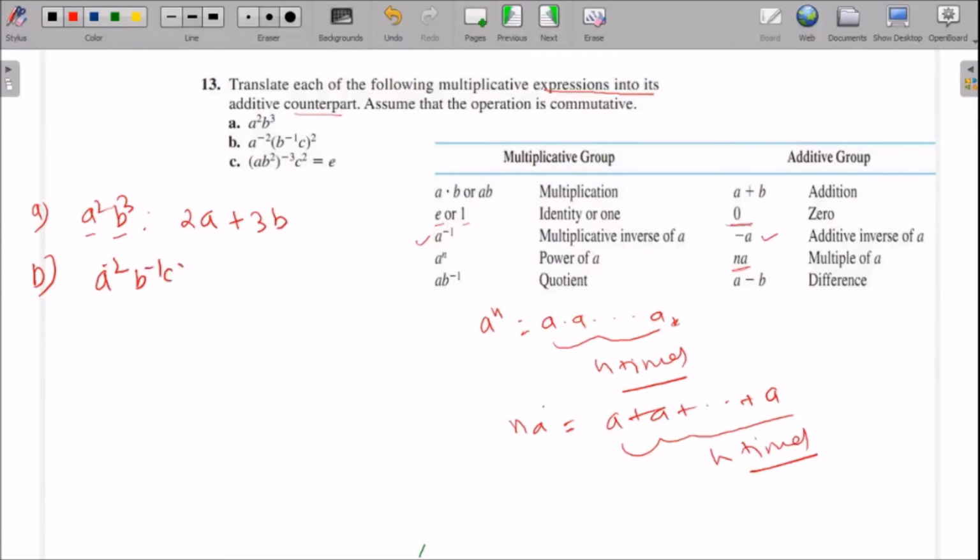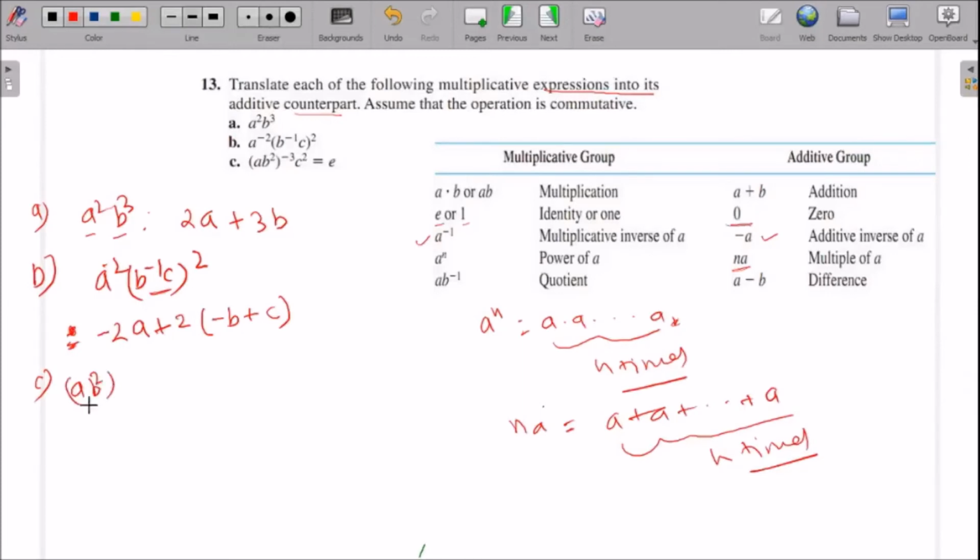So next part, a to the power negative 2 and b to the power minus 1 c whole square of this one. So how we can write? We can write a to the power minus 2 means negative 2 times of a plus 2 times of b inverse c. B inverse means minus b, and because there is a multiplication between b inverse and c, we write b plus minus b plus c, and then c part.